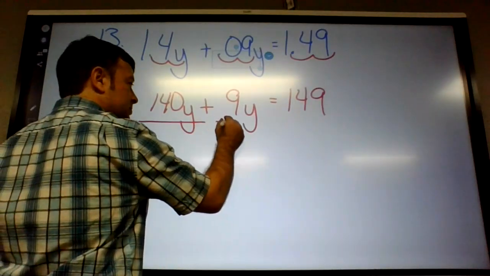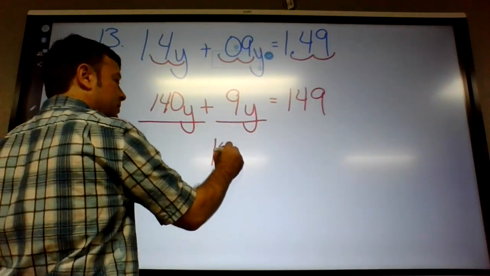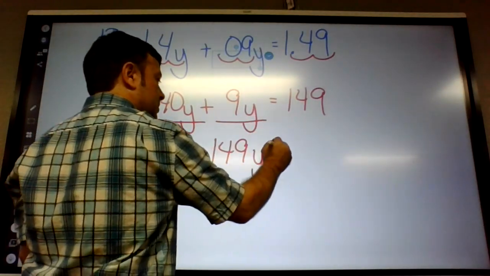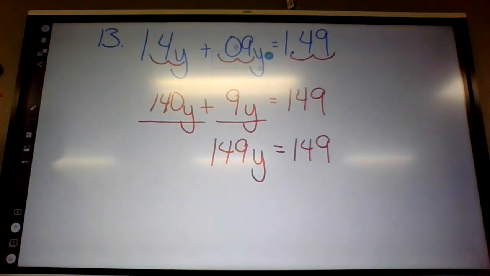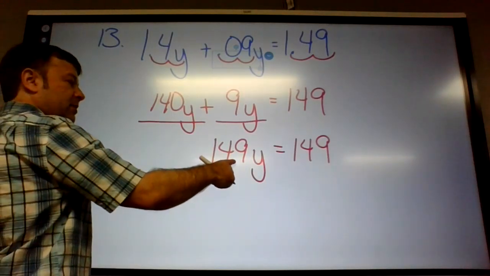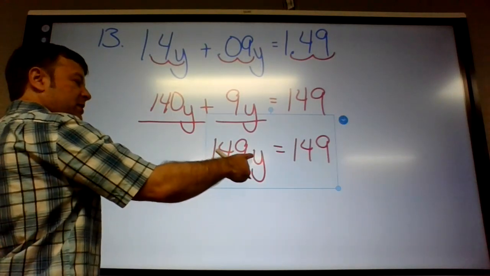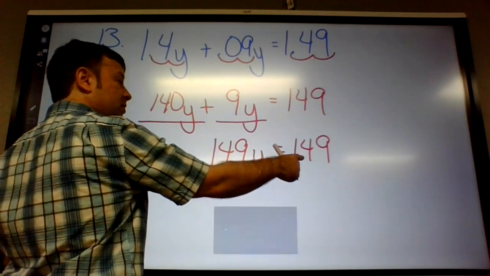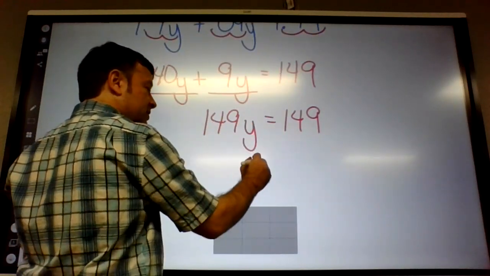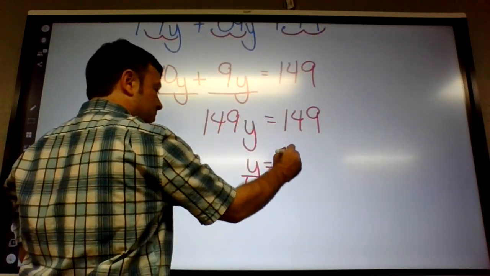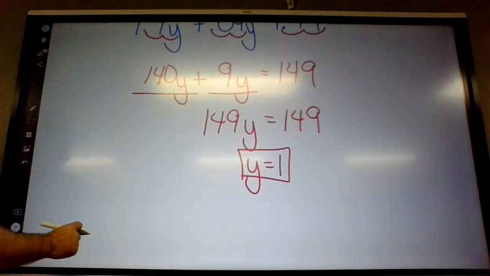140y plus 9y and 149y. So what's y going to equal on this one? It's just gonna be y. No. 149 times what equals 149? 1. Or if you divide by 149, it's 1. Y is 1.